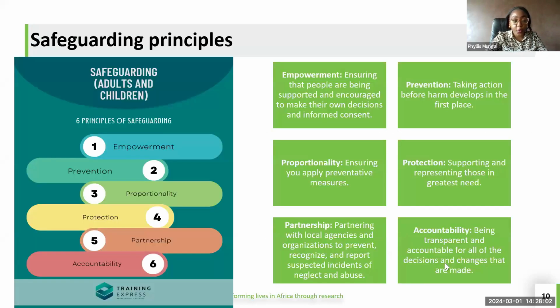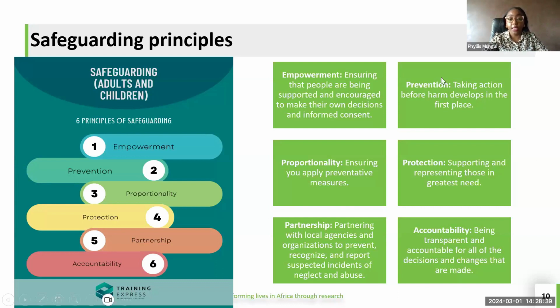So we're going to now move on to the safeguarding principles, and there are 6 of them. The first being empowerment, and this principle provides that we ensure people are supported and encouraged to make their own decisions and informed consent. So this would speak to, for example, where you're conducting research, and for the researchers who are attending, you're also guided by your research ethics.